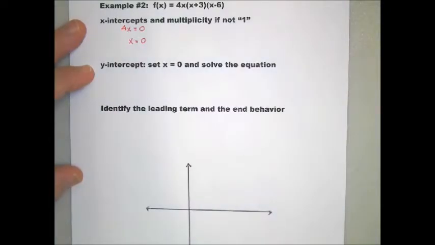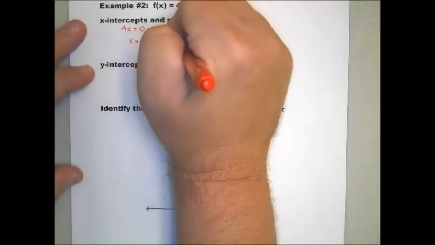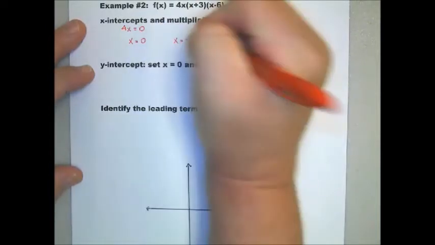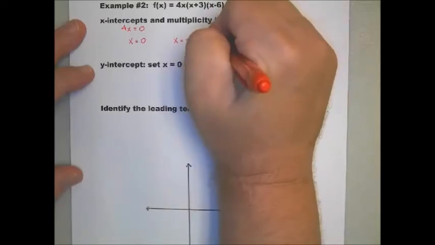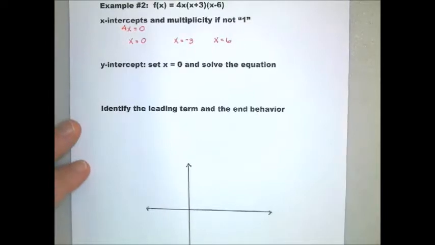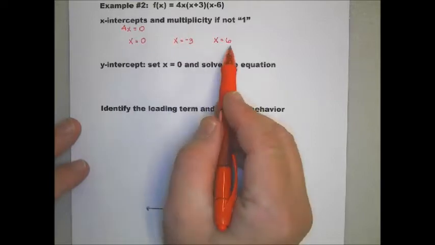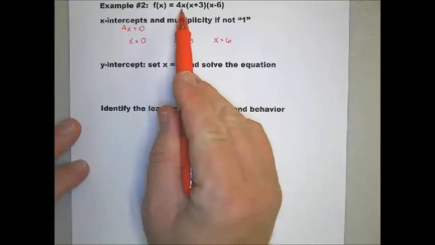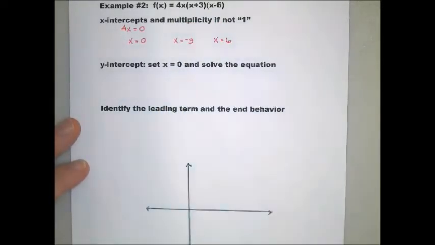So that's one of the x-intercepts. Now, x plus 3 equals 0, we know that gives us a solution of x equals negative 3, or an x-intercept, or a 0. And the third one, x equals positive 6, is another 0 or another root. And so these are the three x-intercepts. Now, we don't have to note any of them because they all have a multiplicity of 1. None of them come from a squared factor. So they all have multiplicity of 1.